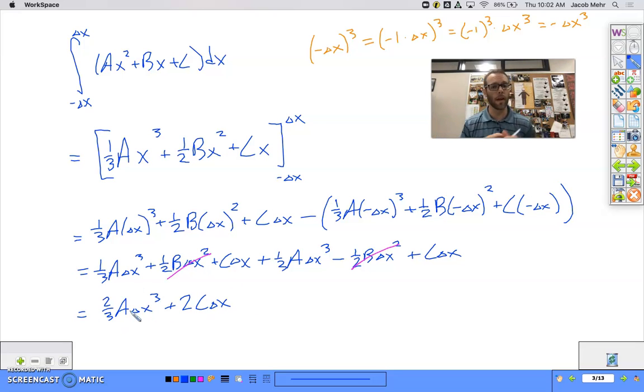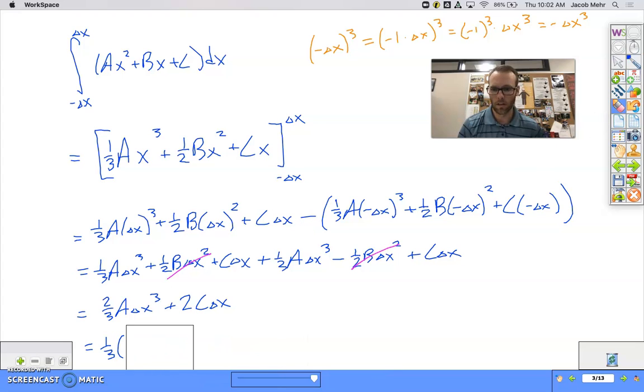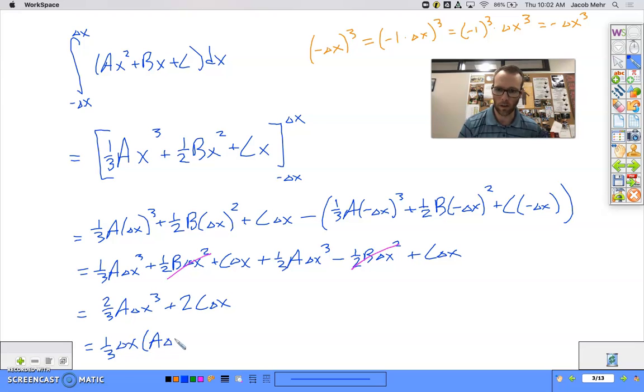So this is what we get for the area under any parabola from negative Δx to Δx. I'm going to do one more thing quickly with this: I'm going to factor out a 1/3. That's going to make it a 2aΔx³ plus 6c. Actually, I'm going to factor out a Δx with that. Okay. I know my video is going to end here in about 10 seconds, and we're going to wrap this up in the next video. There we go.